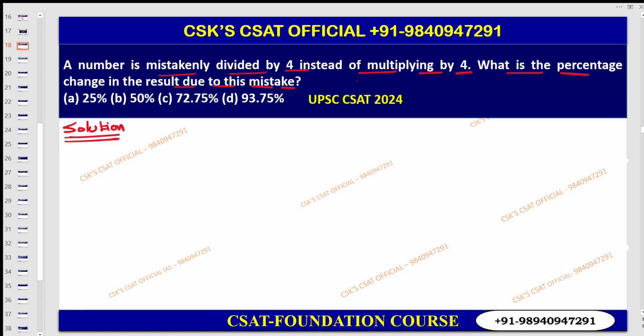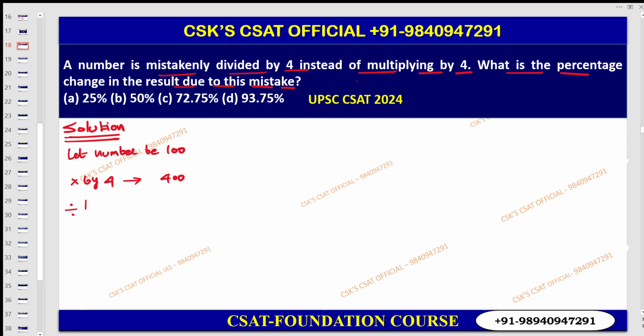So now, see, you don't know that number. You can take that number as any number. You can take it as 10, 100, or 1,000. Whatever the number, don't worry about that. Even 1 is not an issue. Let the number be 100. What actually do we have to do? We have to multiply that number by 4. When you multiply by 4, you will get 400.